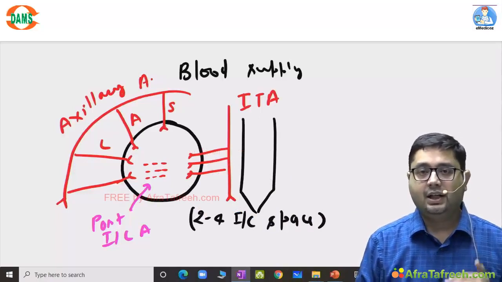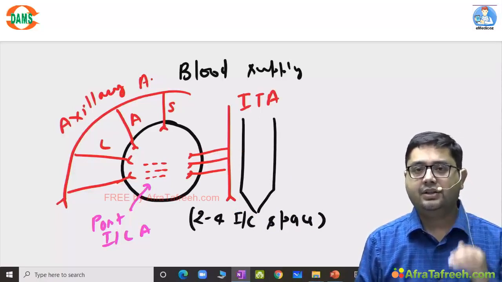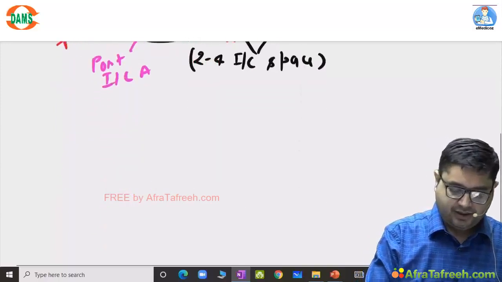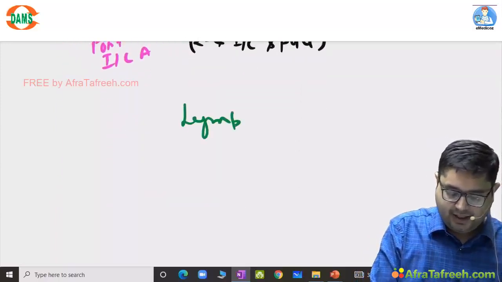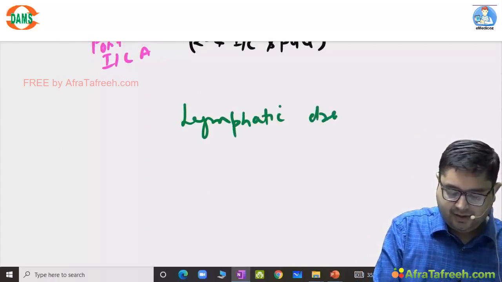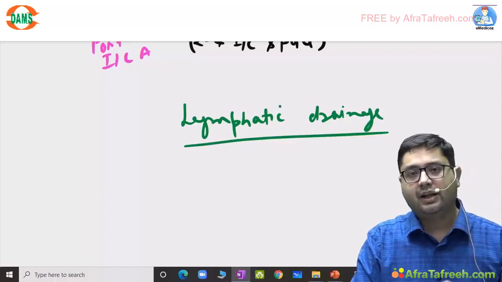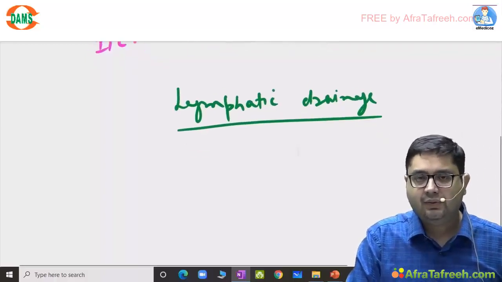Now, as I said, along with the blood supply, the lymphatic drainage is also very important. So what is the lymphatic drainage? If you talk about the lymphatic drainage in any tissue, we don't remember the lymphatic drainage as such, but if we have a fair idea of the blood supply, we can have a calculated guess for the lymphatic drainage.